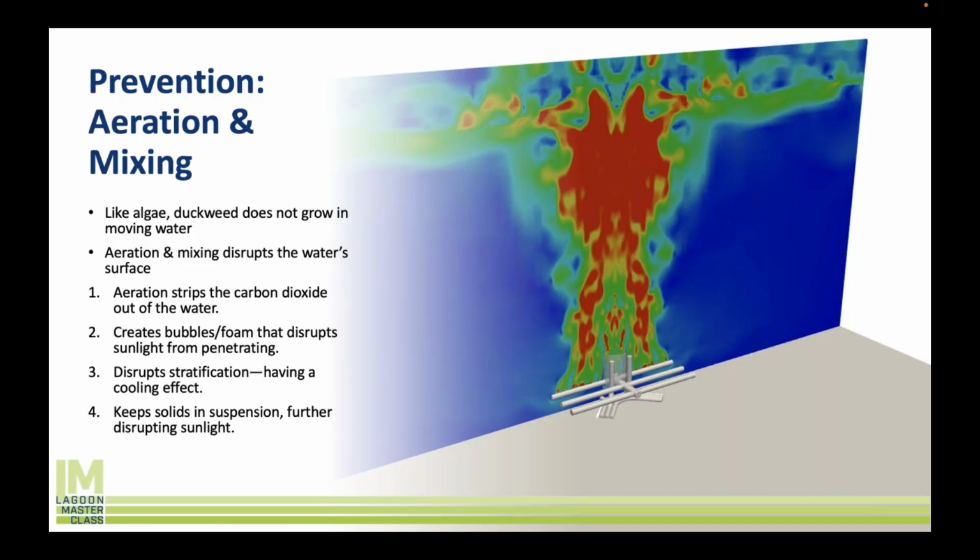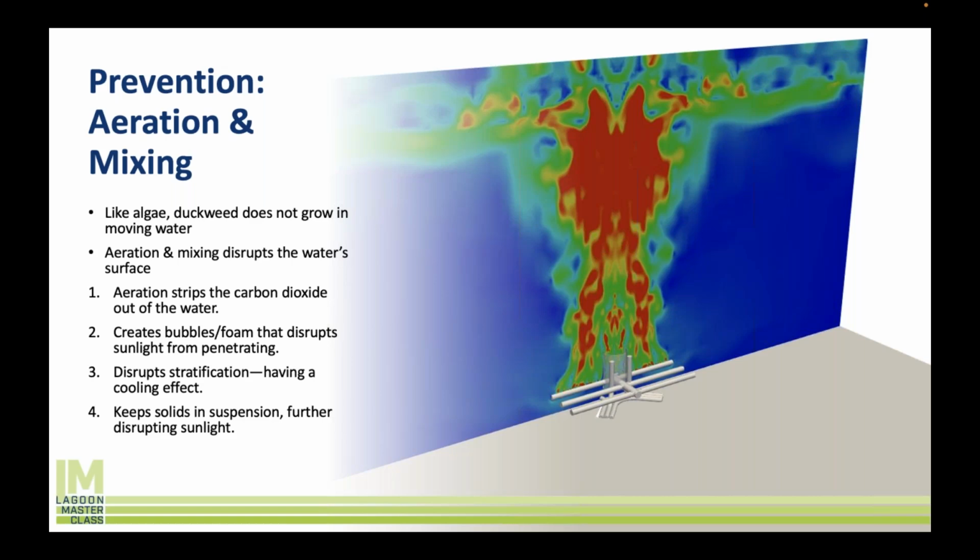Number 2 is it strips the carbon dioxide out of the water. So in addition to providing the oxygen necessary for the heterotrophic bugs to break down the BOD and produce that carbon dioxide, that oxygen you're providing to those bugs also strips the carbon dioxide out of the water. So there's less carbon dioxide there for the algae to consume.